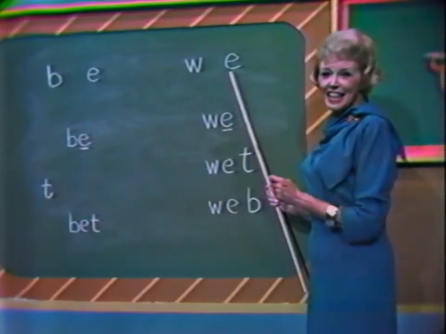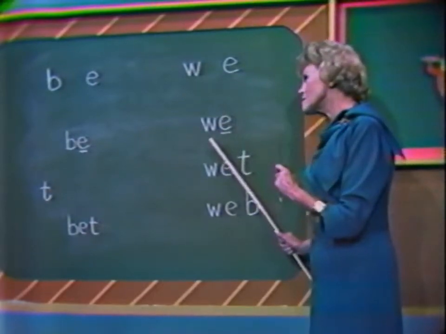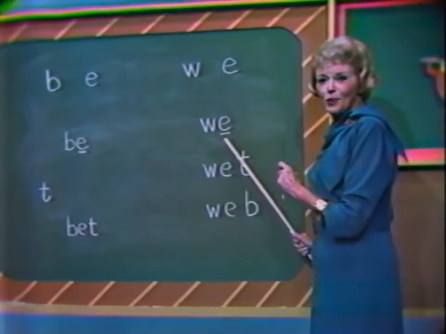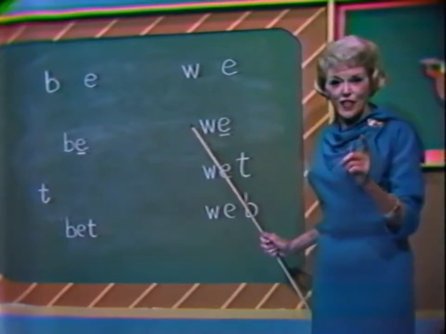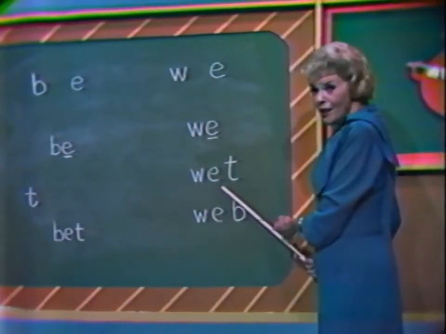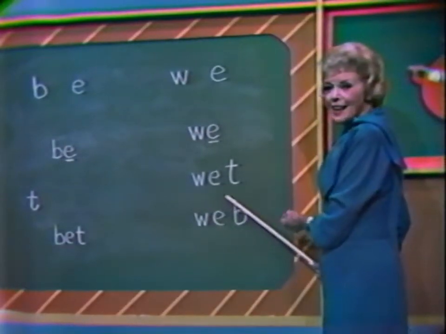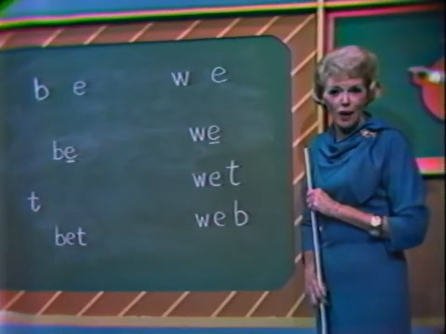And here's another example, W and E. And again, the E is at the end. And so our word becomes we. We will go to the store. And then we add a T, and here is the E in the middle, so it has the short sound, and the word is wet. Don't get wet in the puddle.